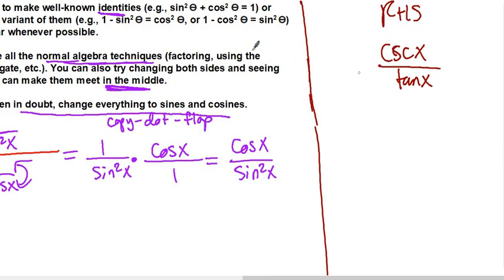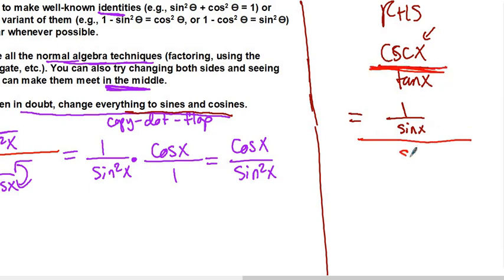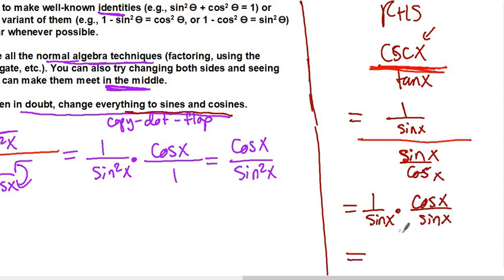When in doubt, so I don't see any Pythagorean identities. When in doubt, change everything to sines and cosines. This is the same as 1 over sine. And then we'll make a big red fraction bar to show that. Okay, the bottom is the same, tangent is the same as sine over cosine. And now we can use our same strategy, copy dot flop. So we're going to copy 1 over sine, make a dot for multiplying, and then flop, so we get cosine over sine. And now we made them meet in the middle, because see what happens now.